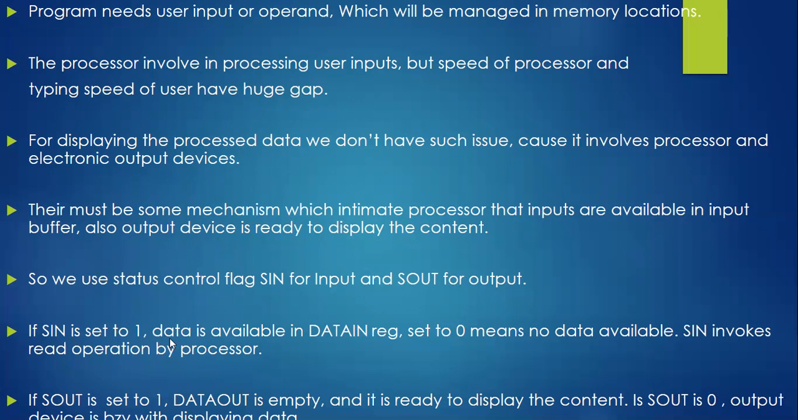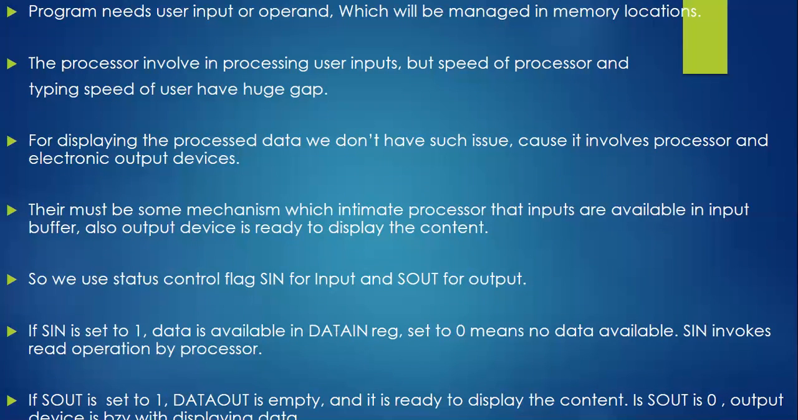Clear? S in set to 1 means what? The data in register contains some value, so it should be collected by the processor, which invokes a read operation. If it is set to 0, it means there is no data, so the processor will not come to the data register to check whether data is available. That is the indication we are providing for the input unit.